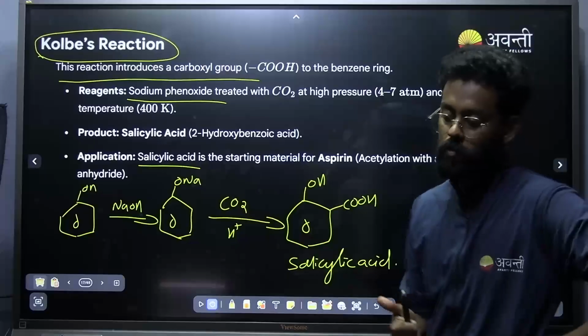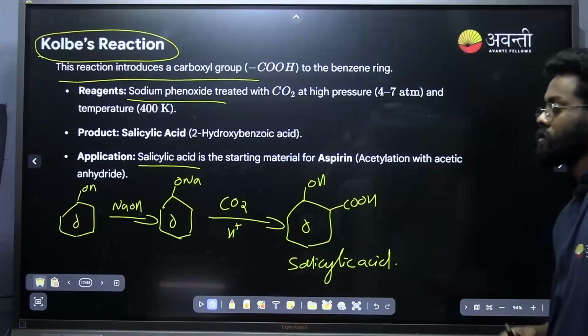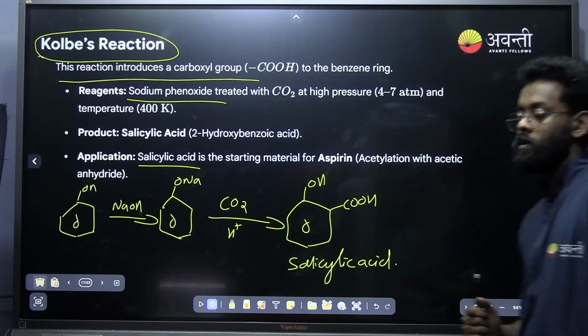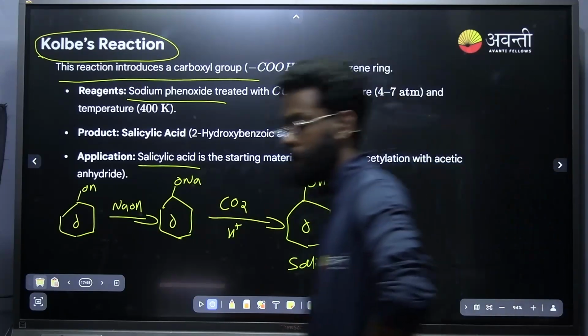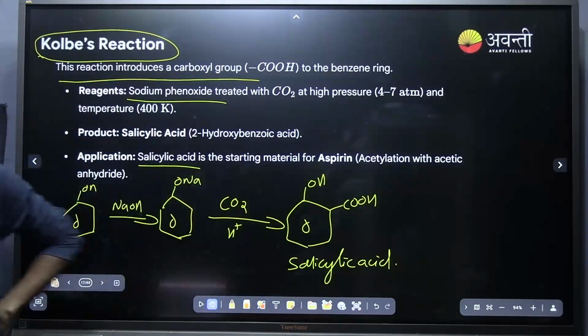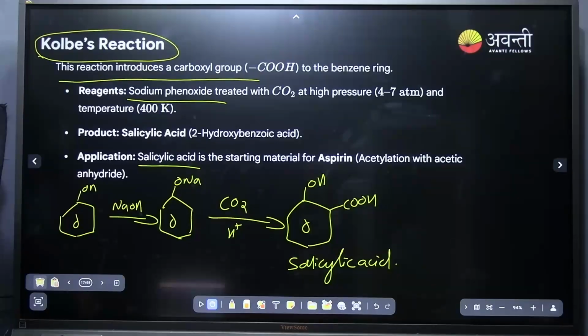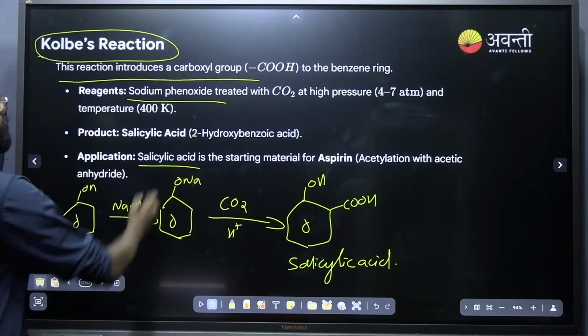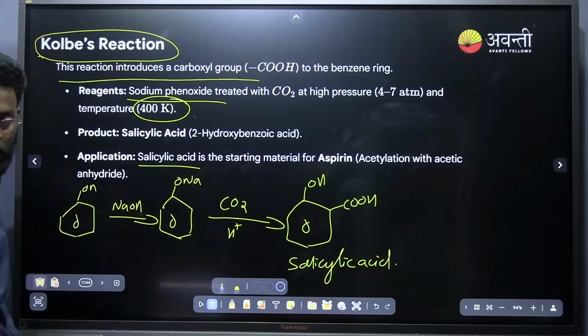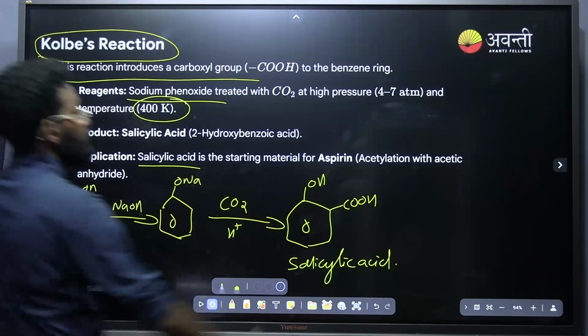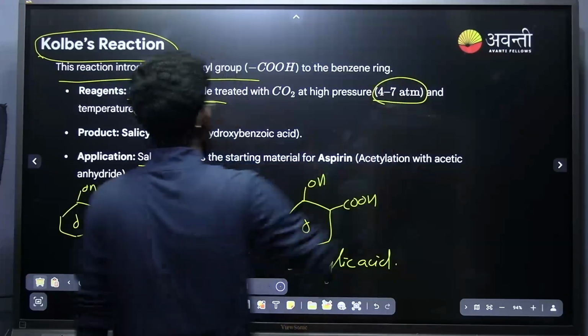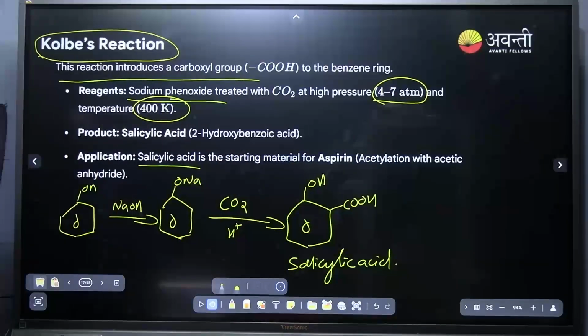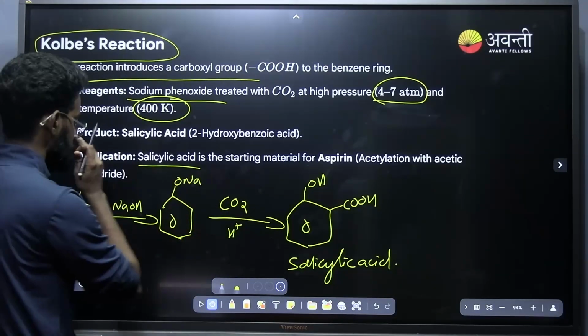Done, everyone? Noted down everything? Don't forget these two reactions and the reagents. If you have done noting down the points, just let me know. And note down the temperature that you will be using is 400 Kelvin, and pressure we will be using is 4 to 7 atm. High pressure and high temperature will be required for inserting CO2 into the benzene ring.